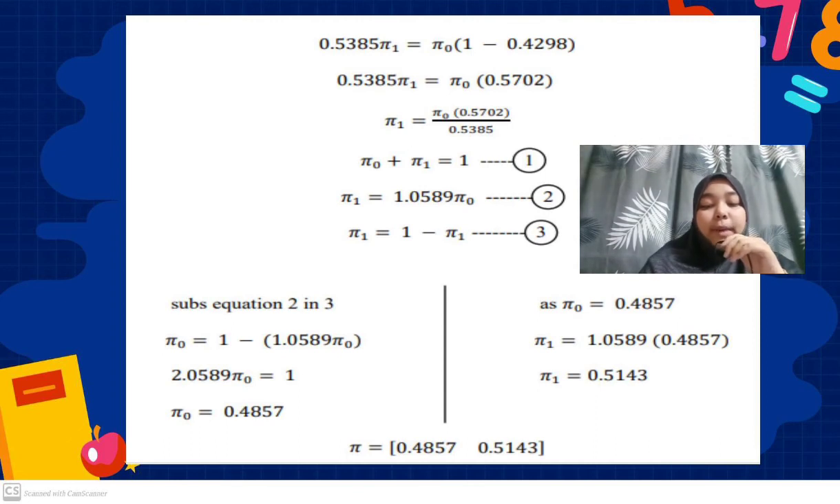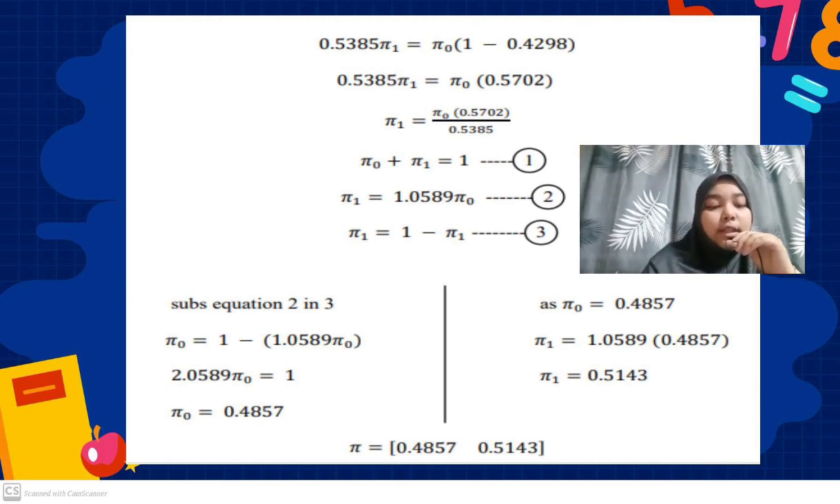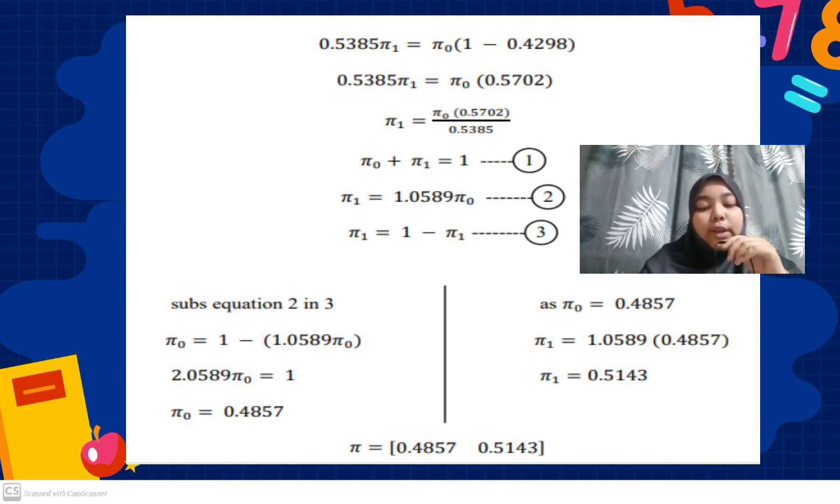Then we get pi 0 equals 0.4857. As we know pi 0 equals 0.4857, we substitute it into the second equation, which is pi 1 equals 1.0589 times 0.4857. Then we get pi 1 equals 0.5143. So the answer is pi equals (0.4857, 0.5143).